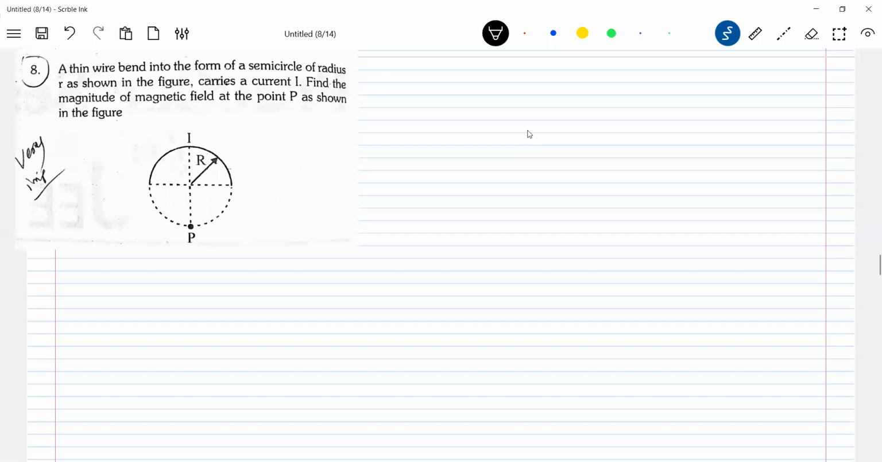Current, you can assume current here, not mentioned. Okay, let it be in this direction. Instead of asking at the center of the semicircular wire, it is asking at point P. This is the O. Okay, try this. I think guessing is not possible. We should fight with the mathematics.